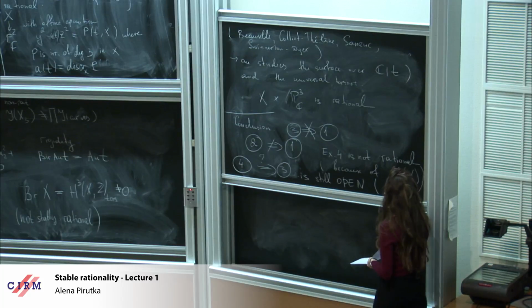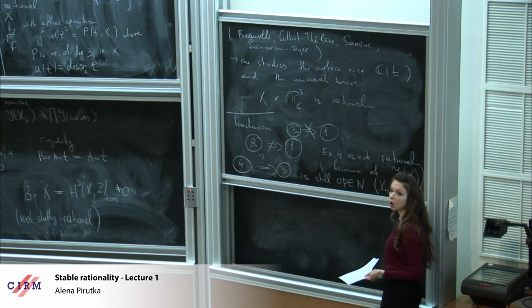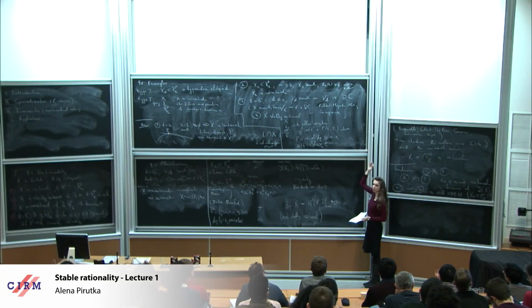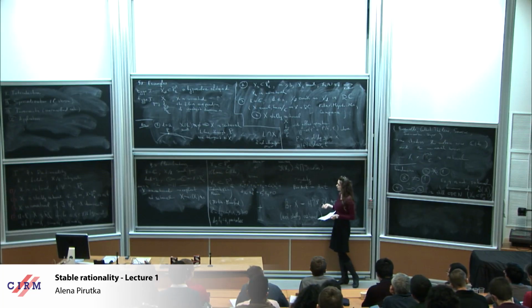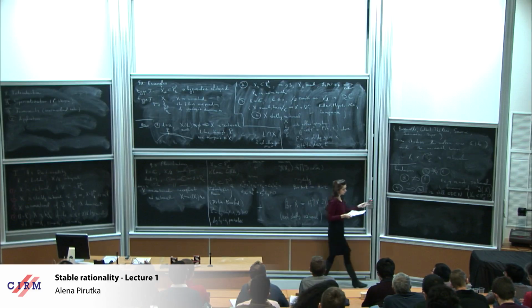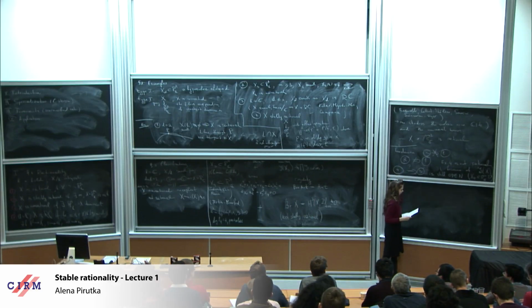So for example, for quartics in P4, it's unclear what is the situation. So they are all rationally connected because, well, the degree is at most n. And some of them are unirational, but not all of them. So that's still open. Okay.